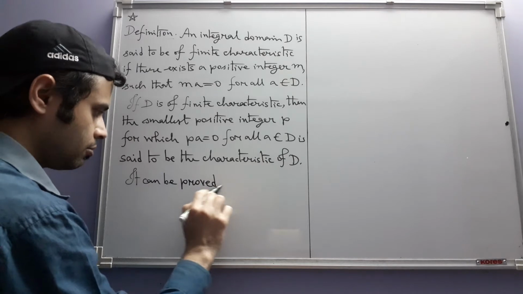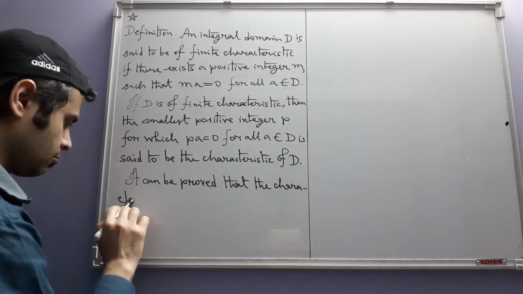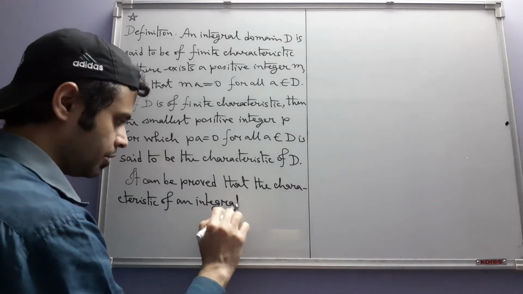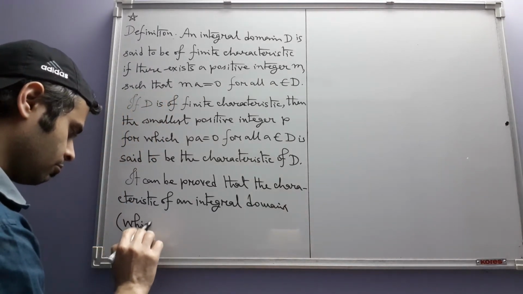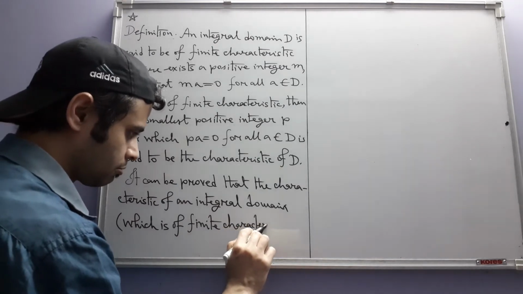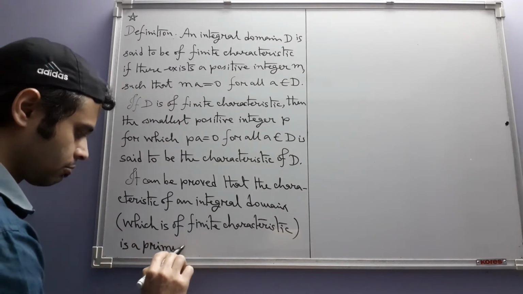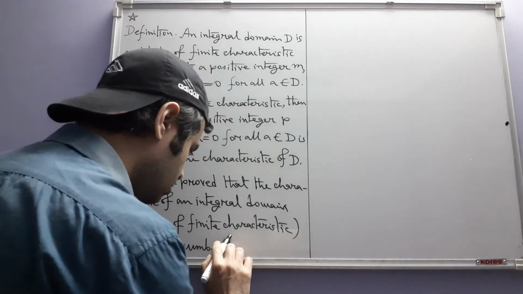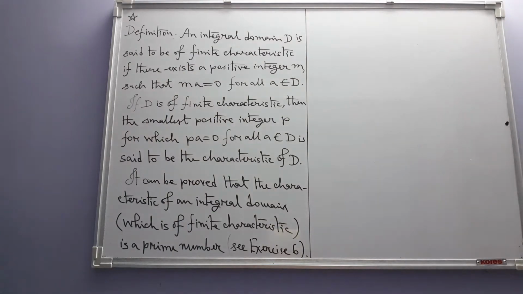It can be proved that the characteristic of an integral domain which is of finite characteristic is a prime number. This p will always be a prime number. In fact, this we will prove in exercise 6. Okay.